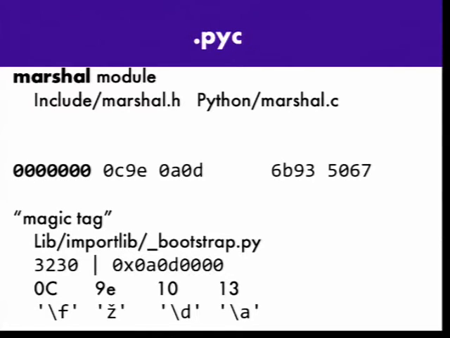Now, 0C and 9E, those are just numbers to represent the version number. It's like a little endian 3230. The number is supposed to be like 3.2.3 or something. I'm not sure what the number is. It may not correspond to anything. I don't think it does.